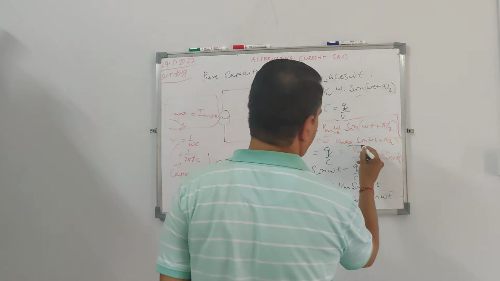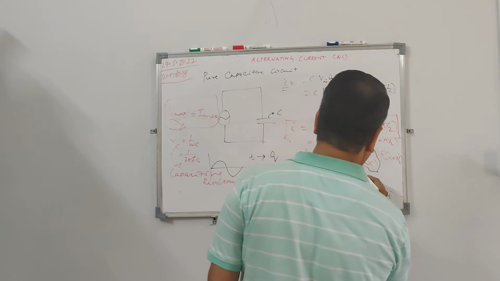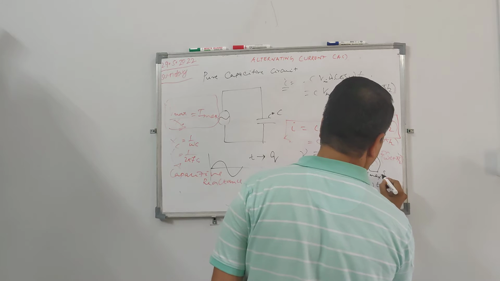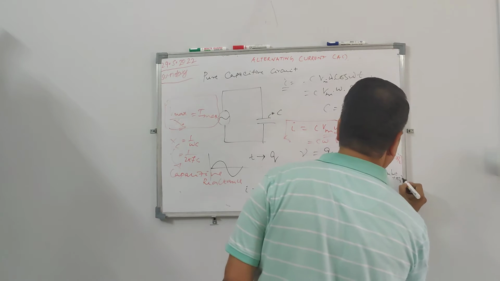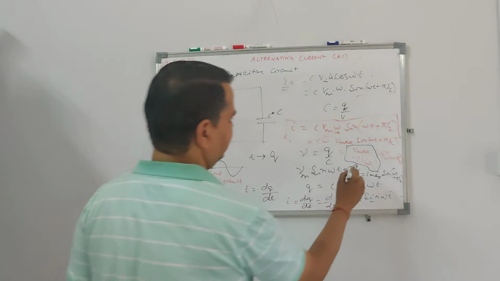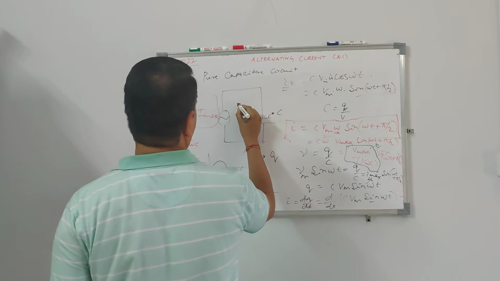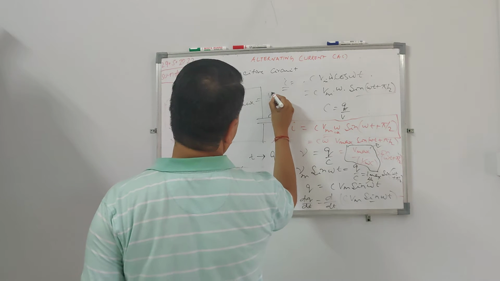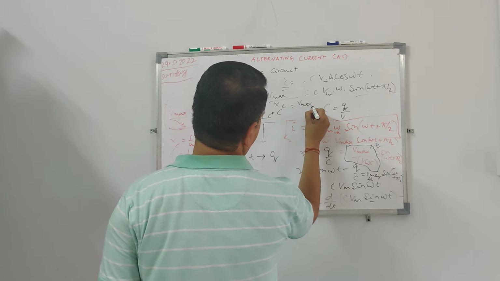So this whole term is nothing but your Vmax by omega, I omega c, which is Imax. So I, the instantaneous current, is equal to Imax into sin(omega t plus pi by 2). It is the same as inductive, but here it is omega t plus pi by 2, there it is omega t minus. So when you compare this term with this term, your Imax is equal to Vmax by XC, which is equal to Vmax by 1 by omega c.